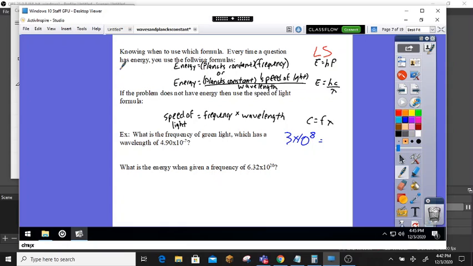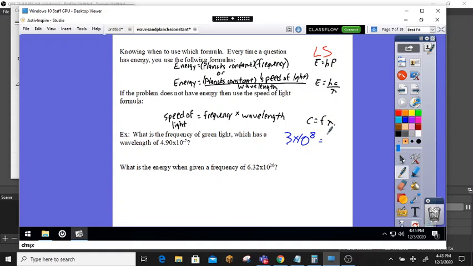So how do you know when to use each formula? We have 3 formulas now. Instead of writing energy equals Planck's constant times frequency, these are the symbols that we use. Energy is E, Planck's constant is H, and frequency is F. In this formula right here, Planck's constant is H, speed of light is C, and wavelength is this upside down Y looking thing. It's a Greek letter. And here we have the speed of light: C equals F times wavelength.